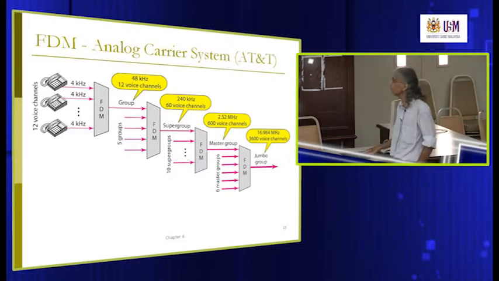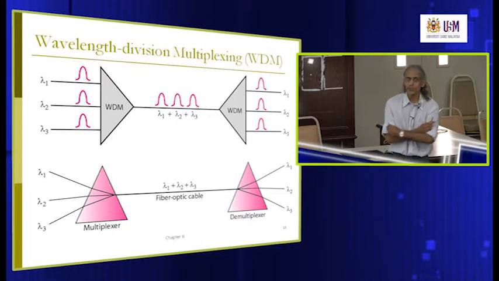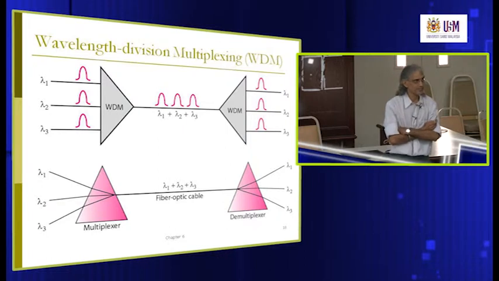The second one, wavelength. Wavelength is slightly different in the sense that we are using light pulses to transmit data now, and we use fiber optic cables. So we use light pulses to transmit data over fiber optic cables. And how do we differentiate one signal from another is the color of the light, and the color of light is differentiated by its wavelength.